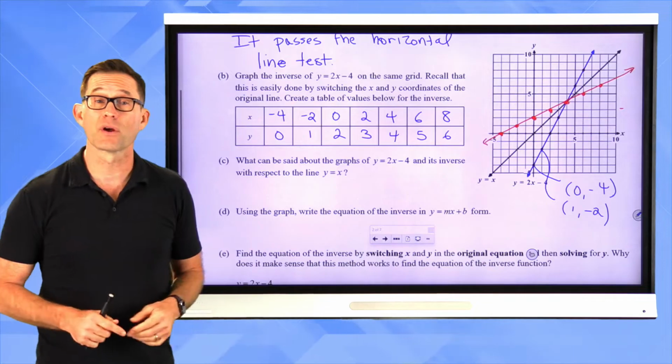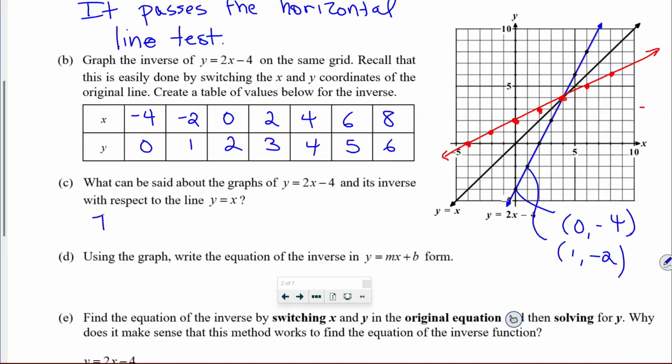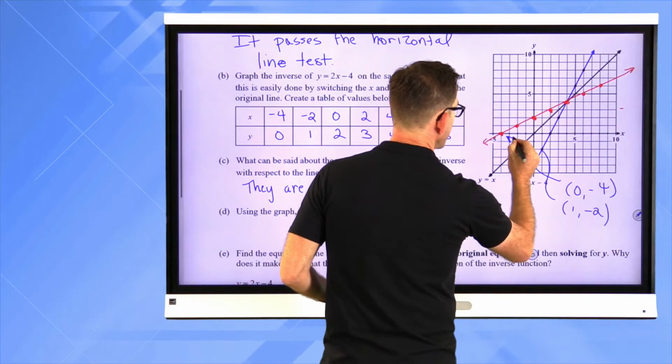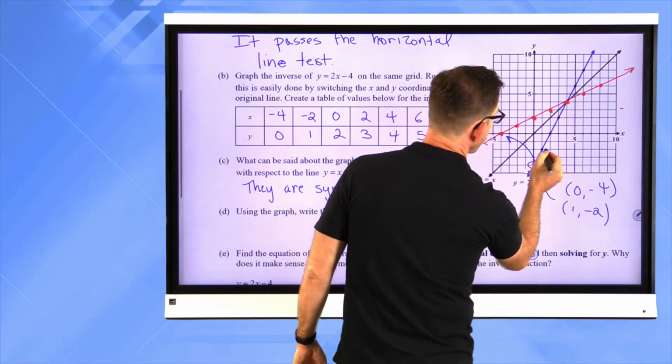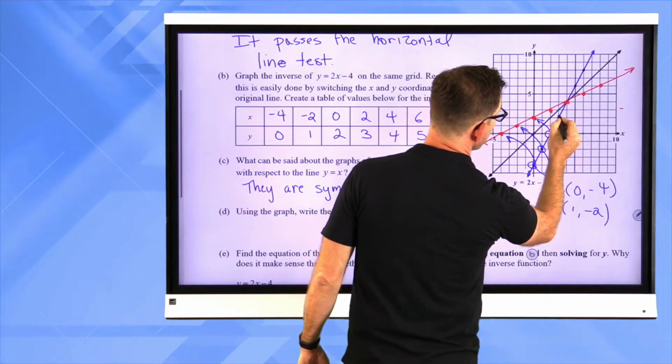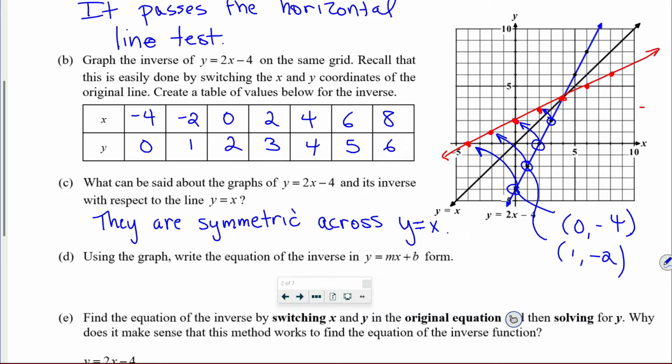Well, they're symmetric across y equals x. They are symmetric across y equals x. Right? In other words, if I took this point and I reflected it over y equals x, it would hit that point. Same thing here, right? Each one of these points is just the reflection of the other one across y equals x.